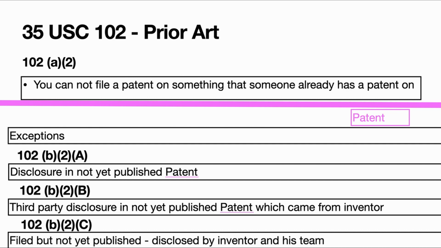102B2C, filed but not yet published, disclosed by inventor and his team. So here is the case where I file a provisional, and then 6 months later I come up with a new idea, but it's similar to the old idea. Can I file the new provisional? It depends. If it's too similar to the old idea, then I cannot. But if it's significantly different, then I can.